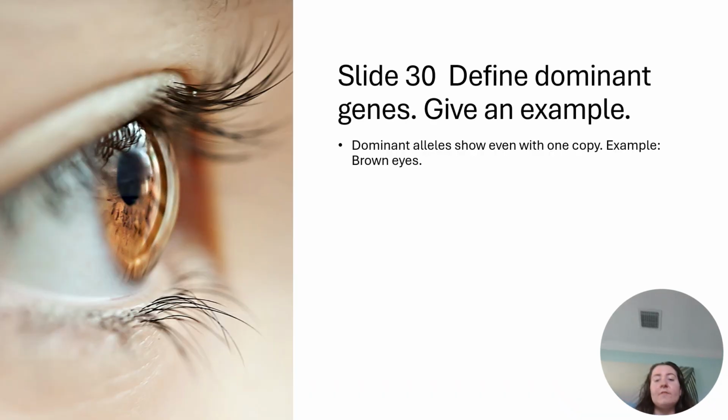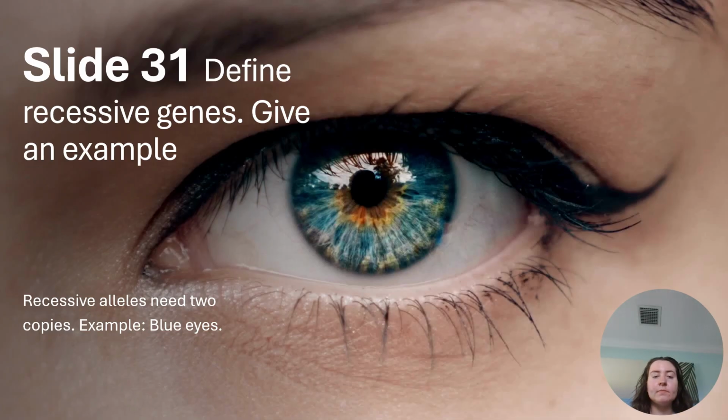30. Define dominant genes. Give an example. Dominant alleles show even with one copy. Example, brown eyes. 31. Define recessive genes. Give an example. Recessive alleles need two copies. Example, blue eyes.